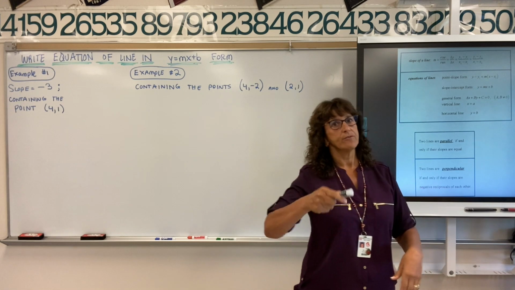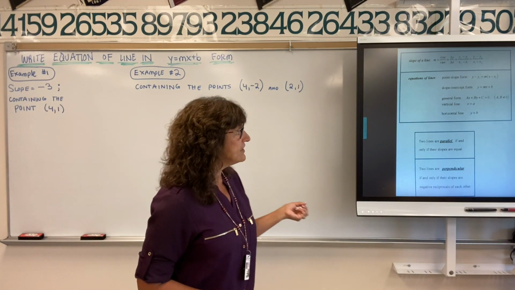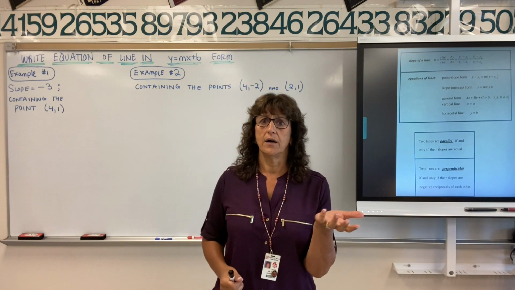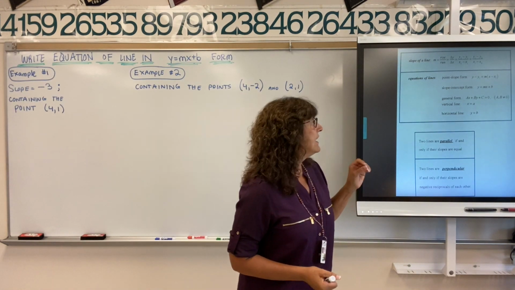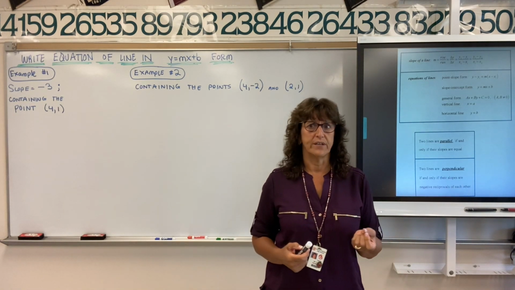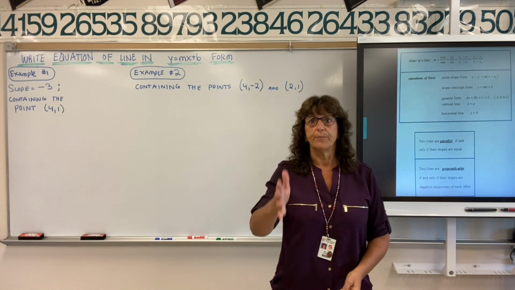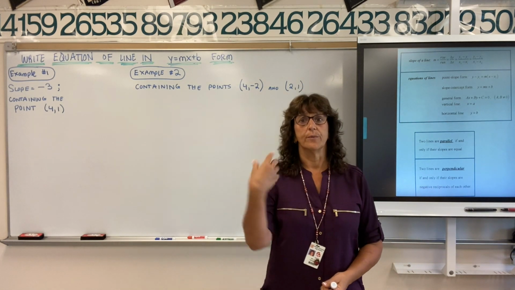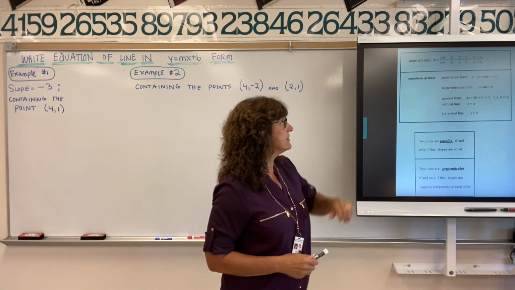General form, ax plus by plus c equals 0. A, B, and C are integers, A and B aren't 0, and that's what your general form looks like. In general form, you can usually find the intercepts pretty quickly and easily. Vertical line, x equals a number, horizontal line, y equals a number, and again, we're going to do 5 examples, so we're going to take a look at each of those.